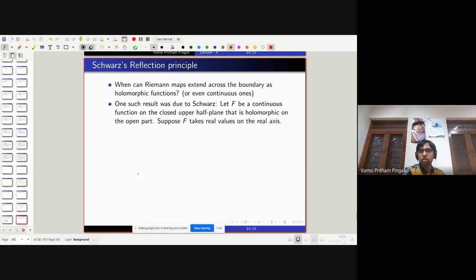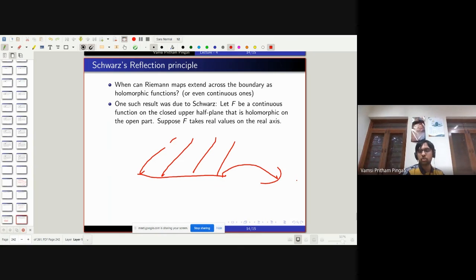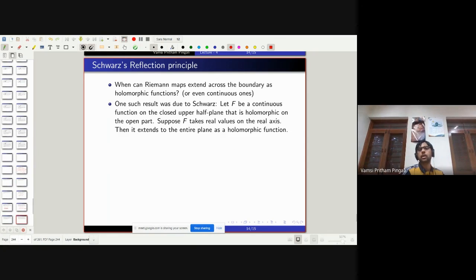Suppose f takes real values on the real axis. So it takes the real line to the real line. Then it extends to the entire plane as a holomorphic function. This is Schwarz's reflection principle.